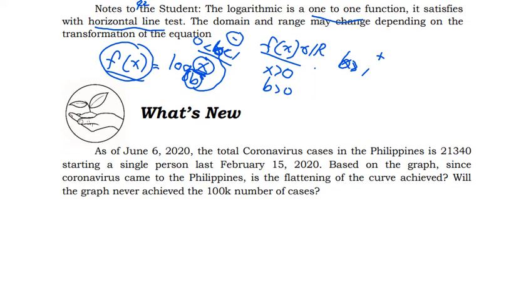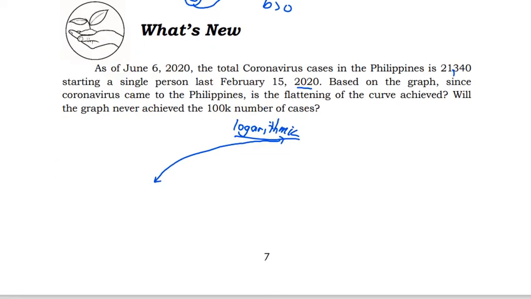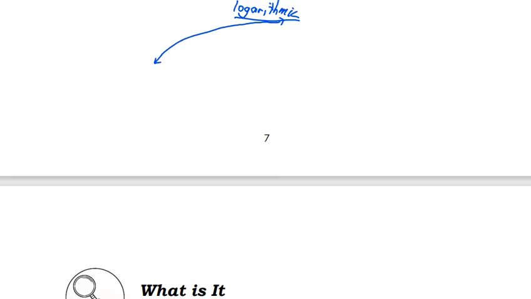As of June 6, 2020, the total coronavirus cases in the Philippines is 21,340, starting from a single person last February 15, 2020. Based on the graph, since coronavirus came to the Philippines, is the flattening of the curve achieved? Well, the graph never achieved the 100K number of cases. So we know that this graph is the graph of the logarithmic. So ang graph ng ating transmission of the coronavirus is logarithmic. Bakit? Kasi we will say that this is a flat curve. Ma-attain natin yung flat curve. That means wala nang transmission if there is a constant value of f of x. So that means naka-flat curve na tayo. When will that be? So hindi pa natin alam.